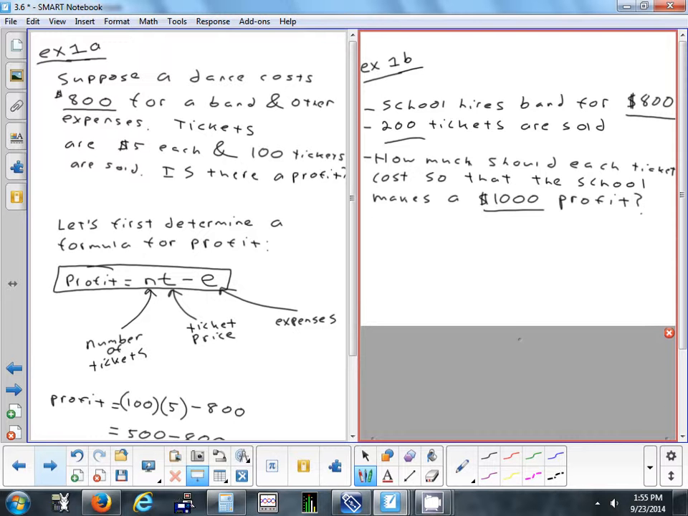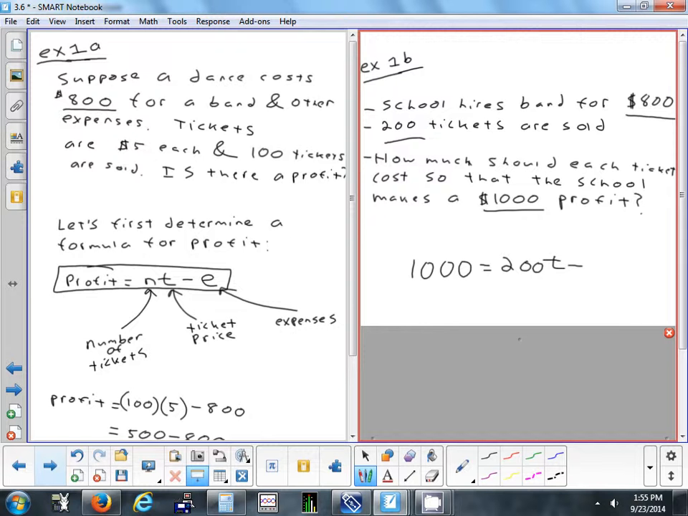What's our profit? How much money does the school want to make? $1,000. Yep. So you're going to fill in $1,000 for your profit. What's the number of tickets that we sell? 200. What's the price for each ticket? Yeah, that we don't know. That's the question. How much should each ticket cost? So ticket price we don't know. I'll just leave T as ticket price.